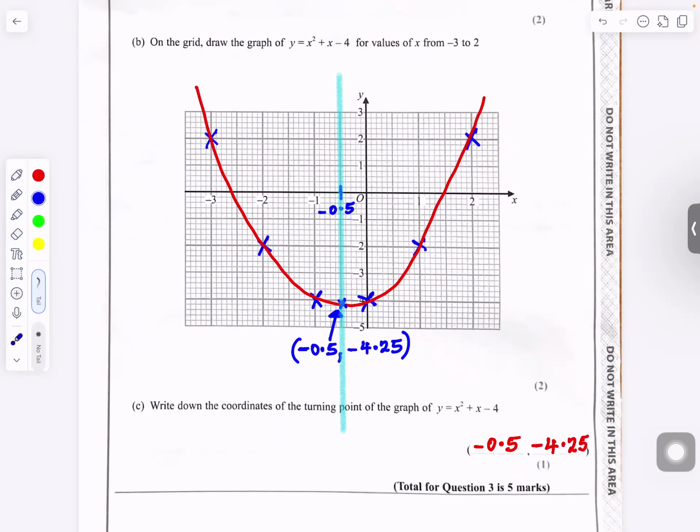So you might not get it clearly on your graph, but when you do it properly, it will be minus 0.5 and then minus 4.25. That's the turning point. So that gives you 1 mark.